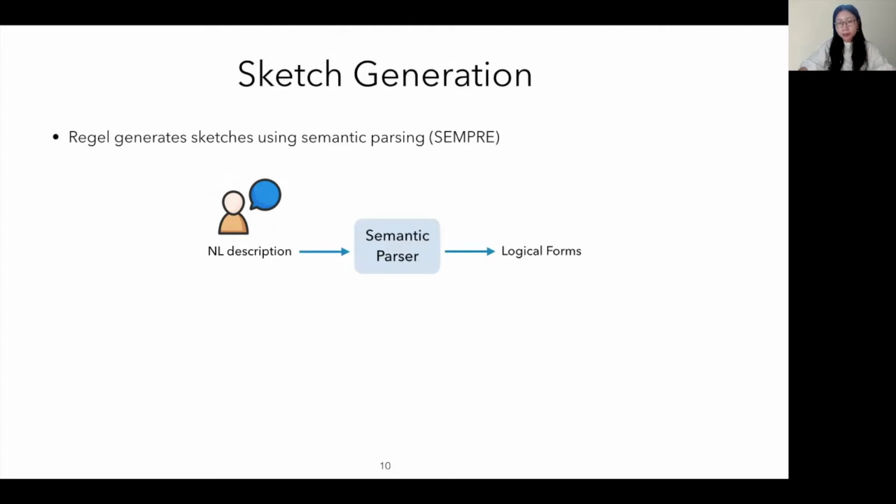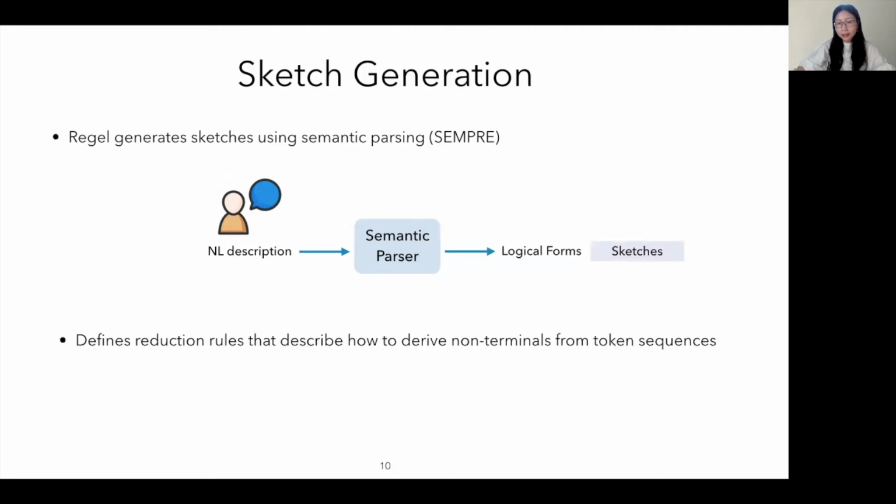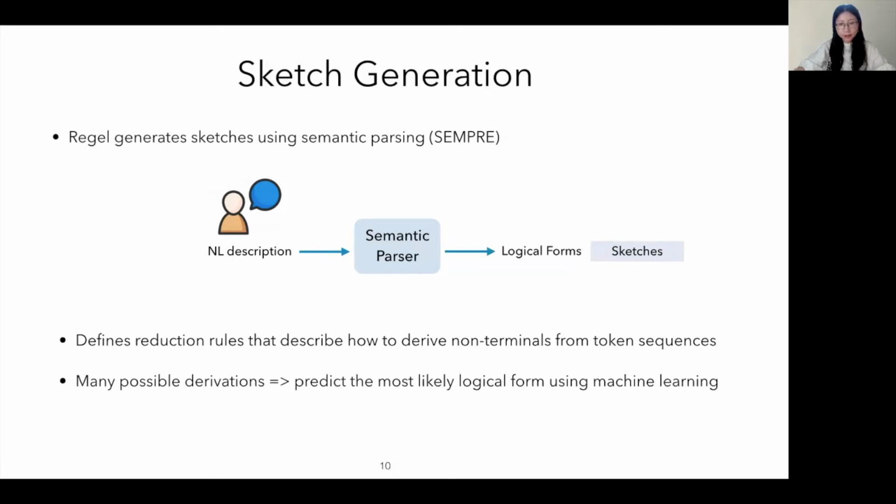A logical form is an unambiguous language that is specified using context-free grammar. In our case, we represent logical form as sketches. More specifically, our semantic parser defines a set of reduction rules that describe how you derive non-terminals in the context-free grammar from token sequence in the English description. In a general case, we all know that natural language is highly ambiguous, so there may be many sketches associated with a given natural language description.